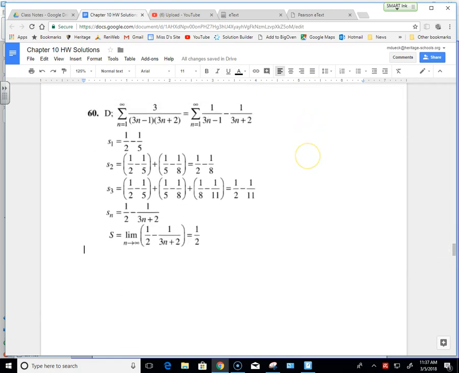60 was D, as in delta. Whoa, whoa, what'd they do? They split it. Partial fractions. They kept doing the sum until you could get the nth term of the partial sum, and they took the limit as n went to infinity. Was that a nice one? No.